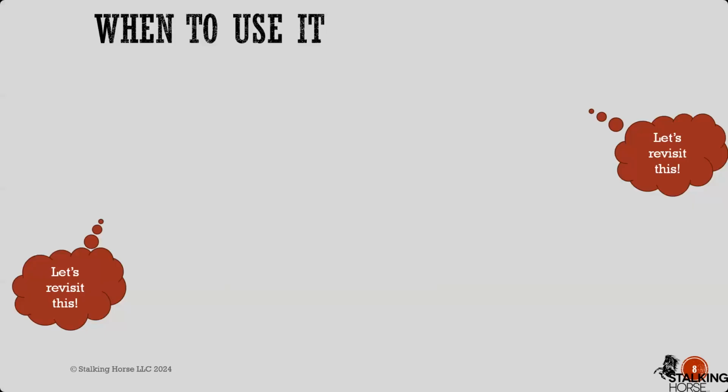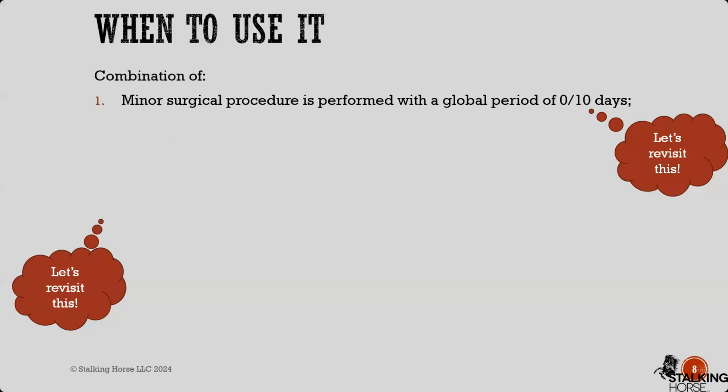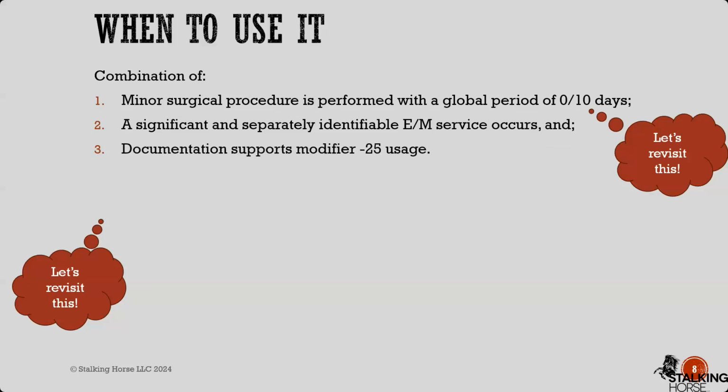So now that we know that, we may want to talk about when to actually use it. So a combination of things that we need to talk about. A minor surgical procedure is performed with a global period of 0 to 10 days. So we're going to revisit that global period concept, as well as talking about the 0 to 10 days, what significance that has. And then again, remember that the office visit, that E&M visit, has to be a separately identifiable service that occurs. And the documentation has to really support that modifier 25 usage.